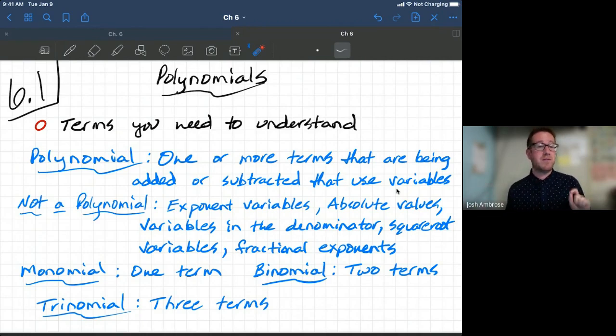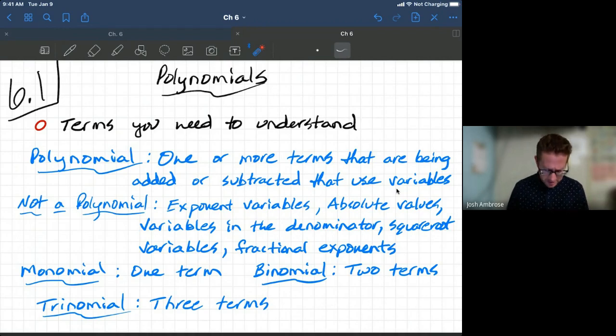And if you have a fractional exponent, you could also think of this as an exponent that's a decimal, because any decimal could be represented by a fraction. So that fits into the same category. If you have x to the power of 1/4, any fractional exponent could be rewritten as a square root, and that goes right back to the whole, you can't have square root variables. So all of those are not polynomials.